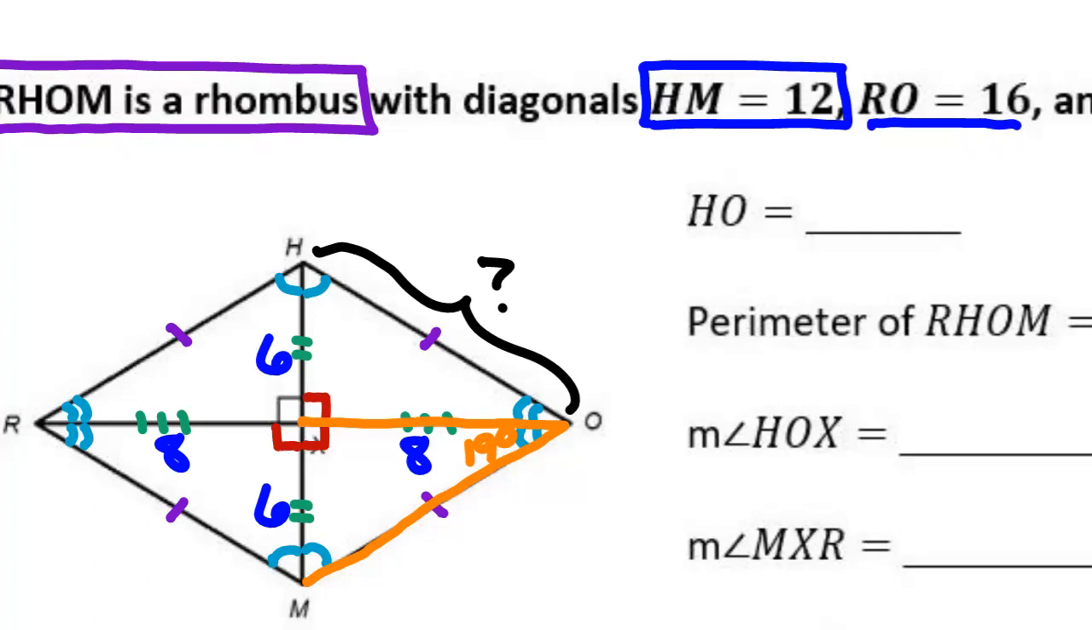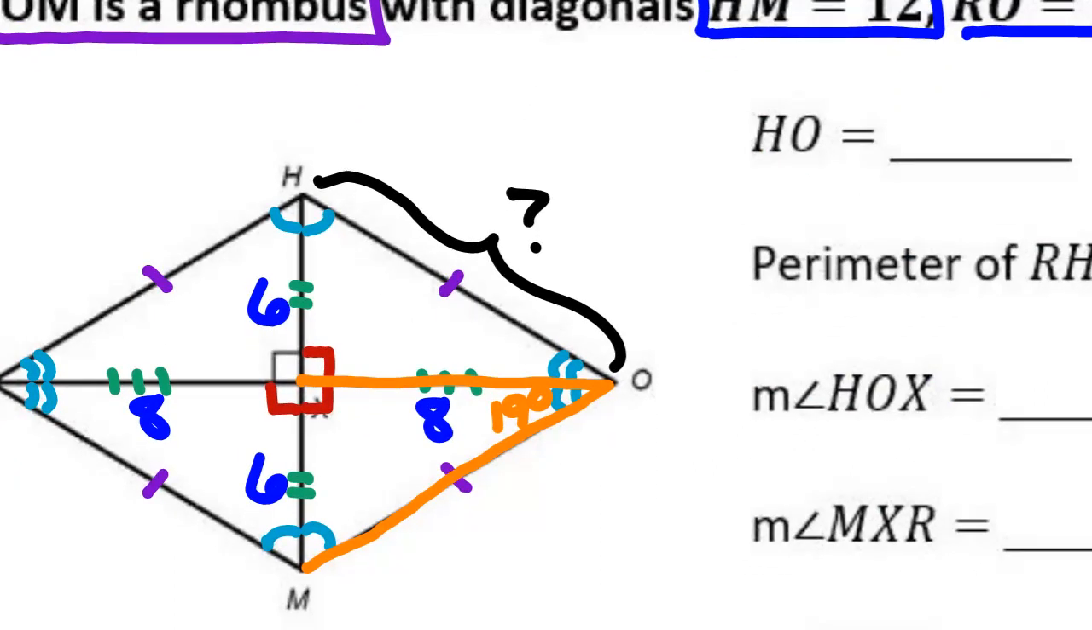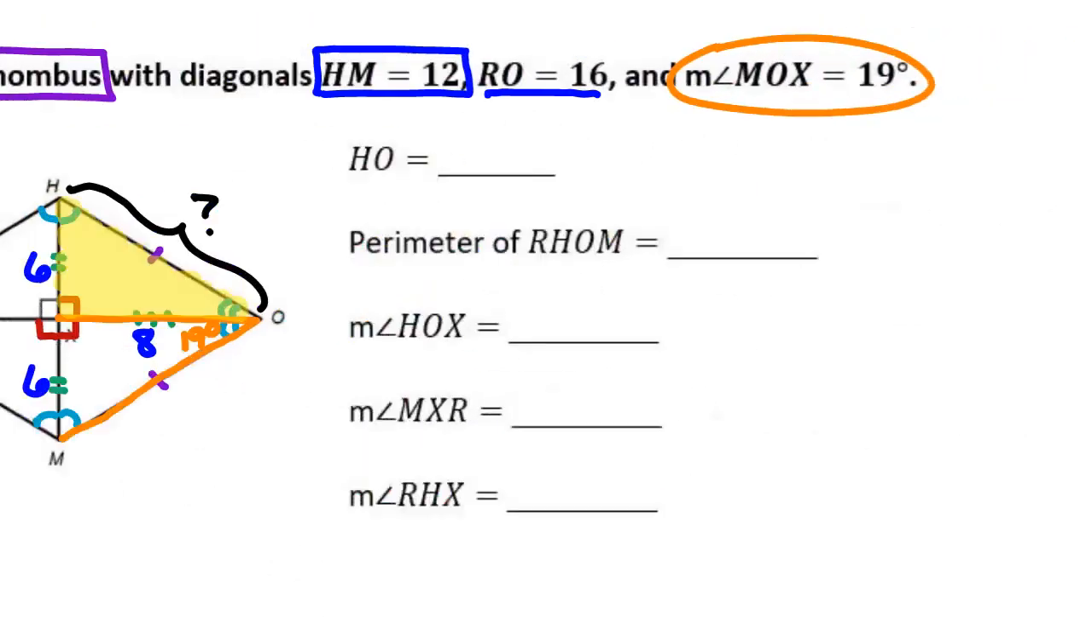Now, looking at this carefully, I know that those diagonals, because they are perpendicular in the center where they cross each other, are cutting my rhombus into 4 right triangles. Let's look at the right triangle where HO is, right here. Do I know 2 of the sides of that right triangle there? And what can I use to find missing sides of right triangles?